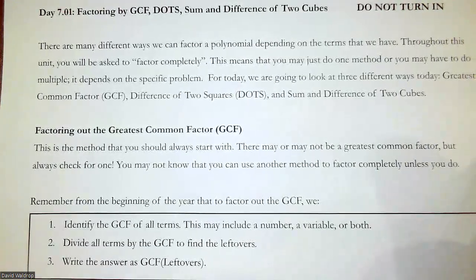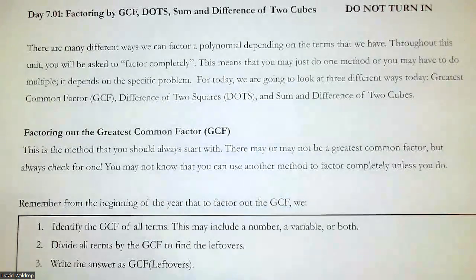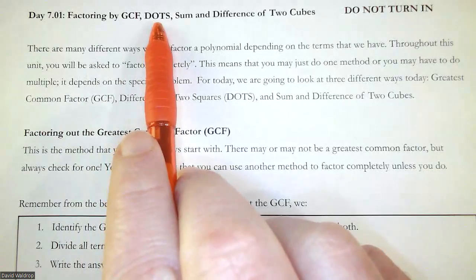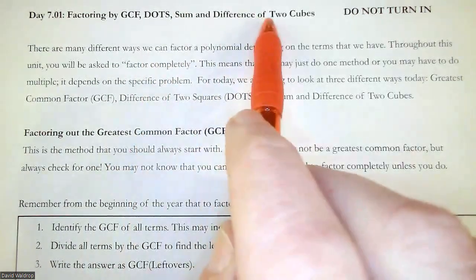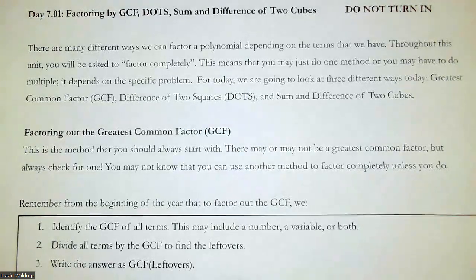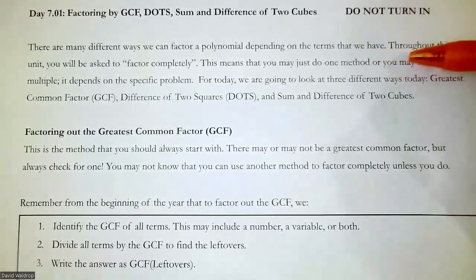Today we're going to revisit factoring. So we're going to talk about the GCF again, but then we're going to talk about the difference of two squares, which we also abbreviate as DOTS, and the sum and difference of two cubes. There are many ways we can factor a polynomial depending on the terms that they have.